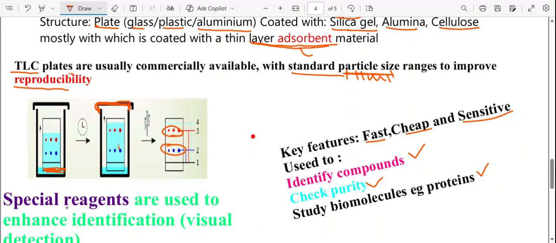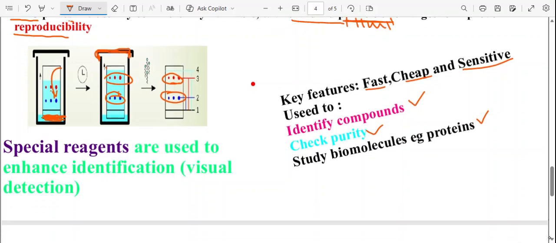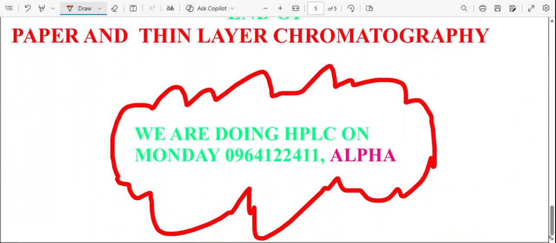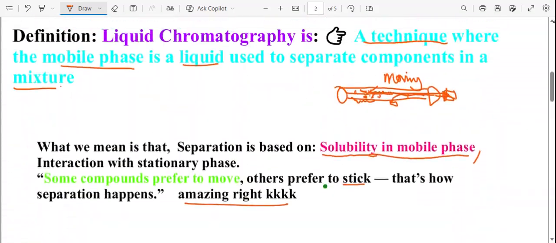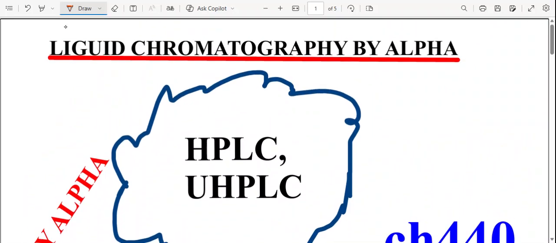Special reagents are also used to enhance identification. Inside there, we add some special reagent, and that reagent will help us to obtain results very fast and easily. So that will be the use of this. Okay, this marks the end of thin layer chromatography and also paper chromatography.